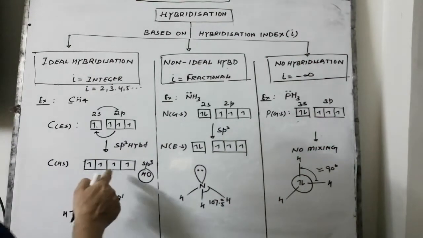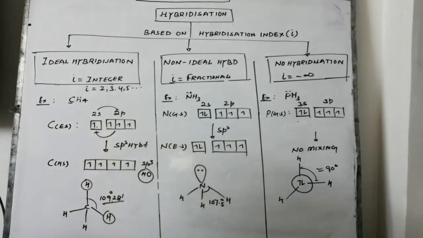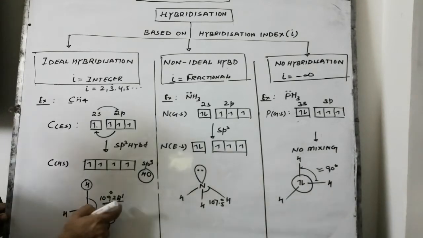So this way, in the excited state, the carbon forms here the 4 bonds, in which these hydrogen atoms are 109 degree 28 minutes apart. That is the bond angle of the molecules. Is it clear?